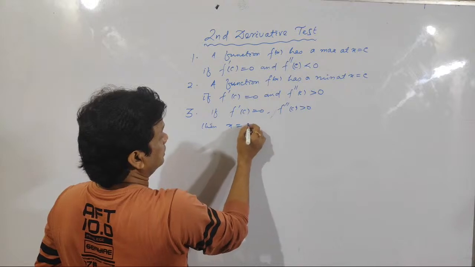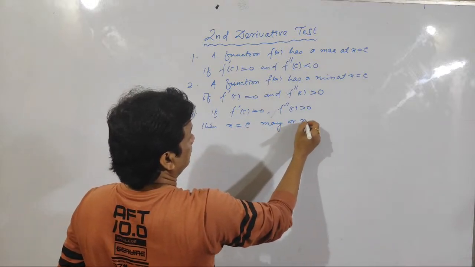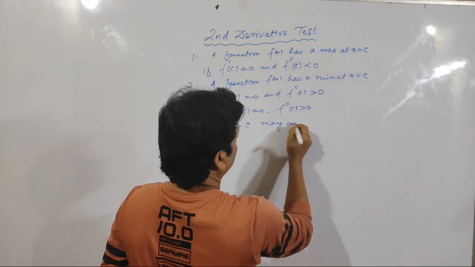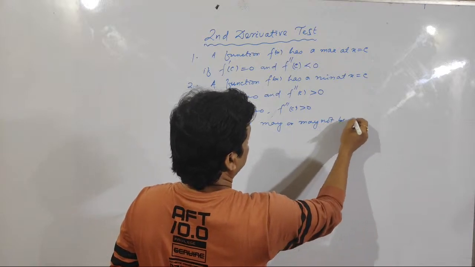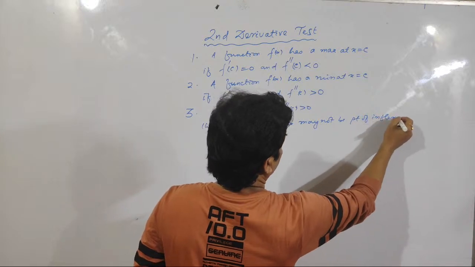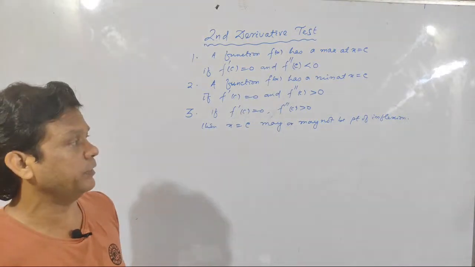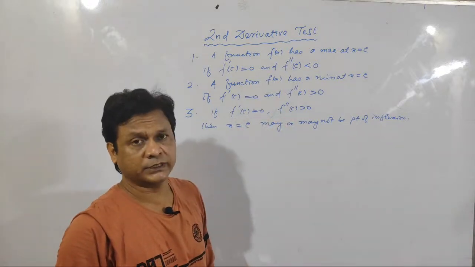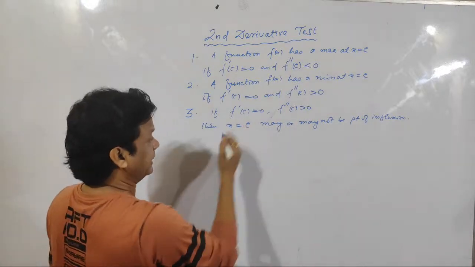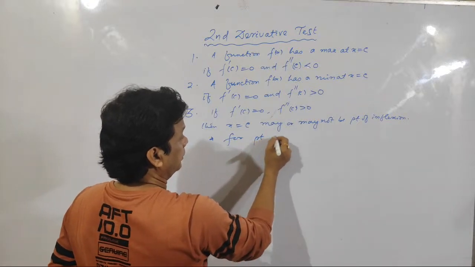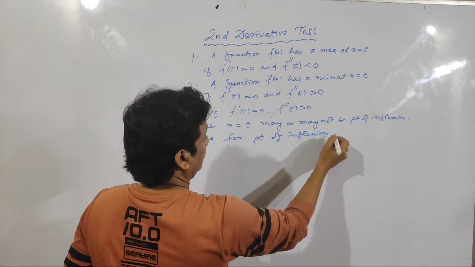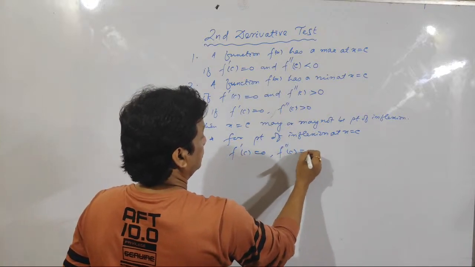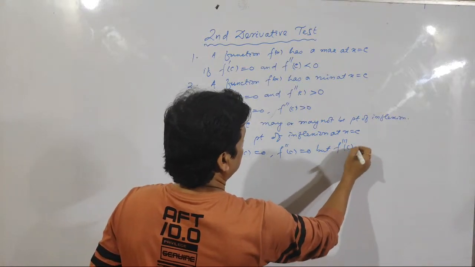then x equal to c may or may not be a point of inflection. That means x equal to c may be a point of inflection, or may not be. In that case, further investigation is required. That means you have to move either towards the third derivative or the sign test. You can also do the sign test here. For a point of inflection, I am giving you the rule: at x equal to c, f dash c equals 0, f double dash c equals 0, but f triple dash c is unequal to 0.